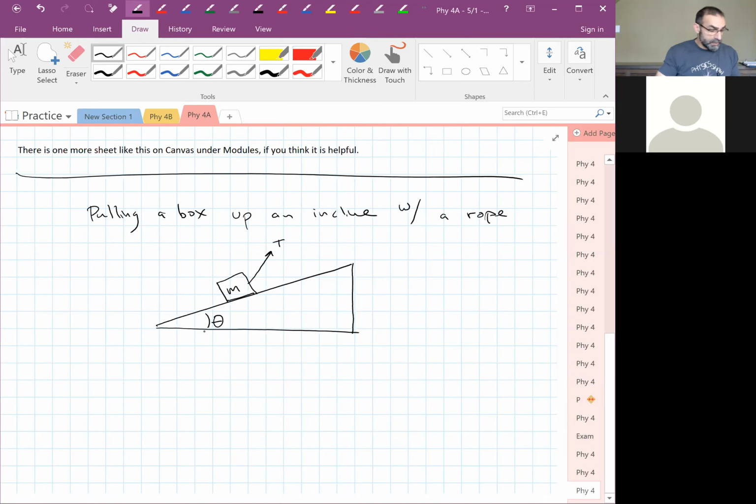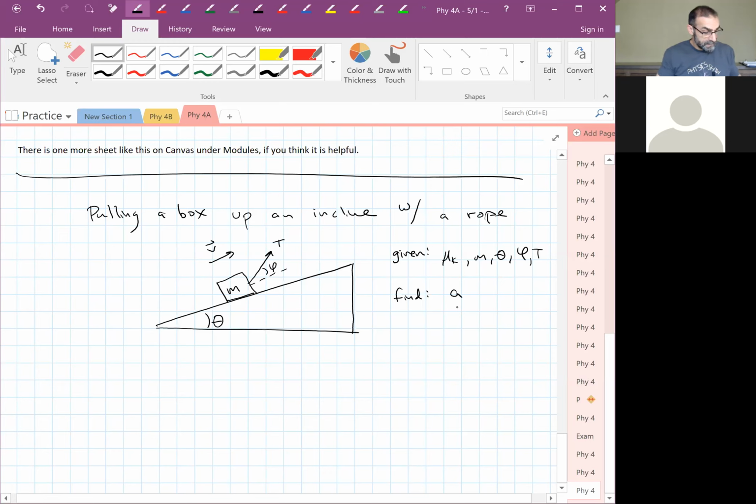And then we're pulling, and the rope is going to make an angle phi with the surface of the incline. And it's moving up at this instant. It has some velocity upward. So if we were given the coefficient of kinetic friction, the mass, the angles, and the pulling force, then we want to find the acceleration.